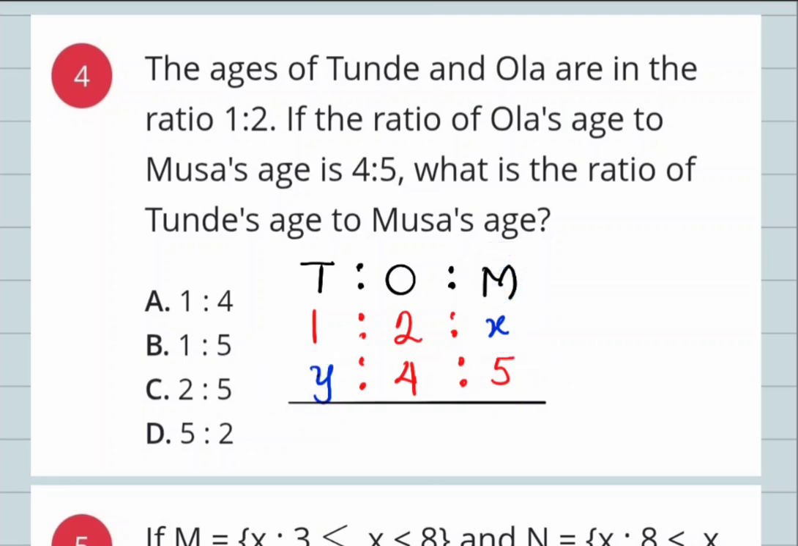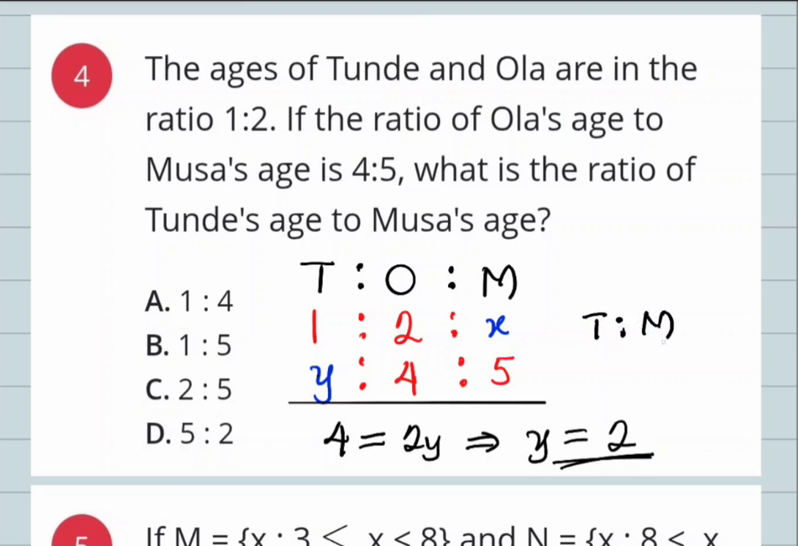And what we need to write is that of Tunde's ratio. Very simple. What do we do? We can cross multiply. That is this times this and this times this. So 1 times 4 will give us 4, which is equal to 2y. Hence our y is going to be 4/2, which is 2. Hence Tunde's and Musa's ratio will be, since we got 2 for Tunde, 2:5. So our correct option here is option C.